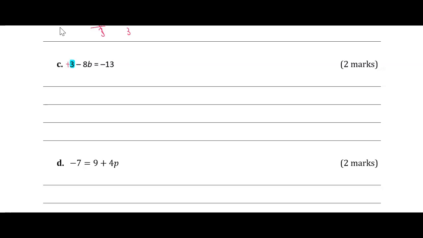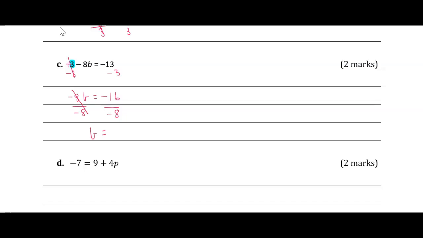So to get rid of that plus 3, we need to subtract 3 from both sides. So then we're left with negative 8b equals negative 3 minus 3 is negative 16. Now we want to get rid of that negative 8, and it is multiplying the b, so the opposite of that is to divide, and we're dividing both sides by negative 8 because we want b on its own.